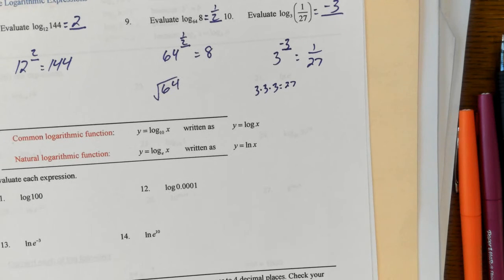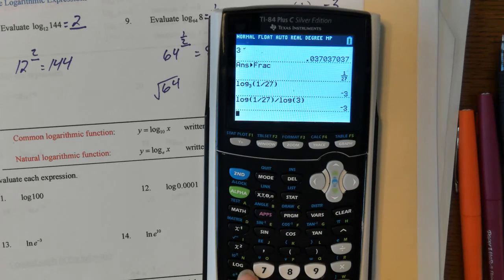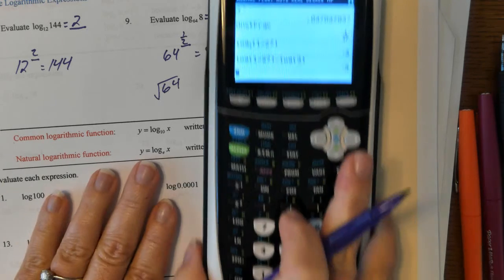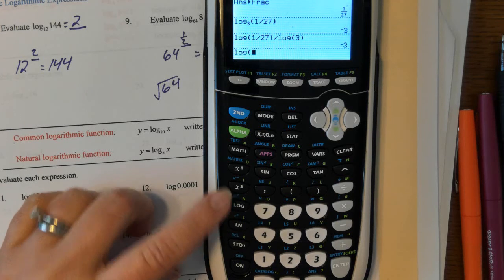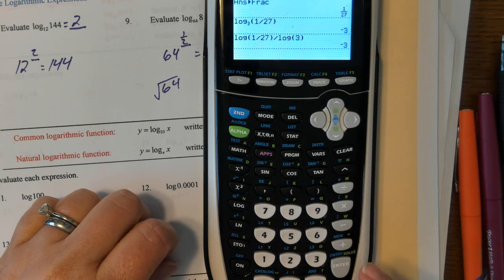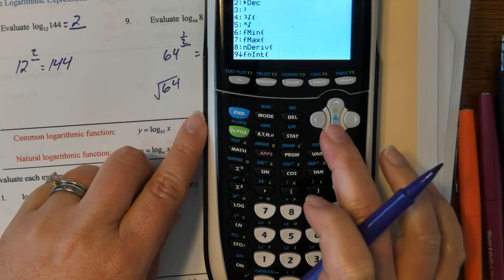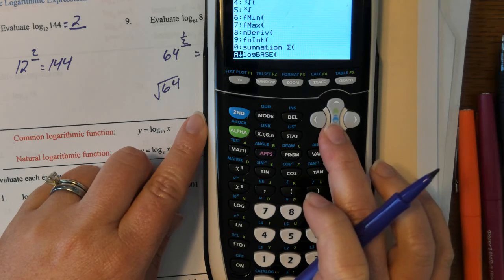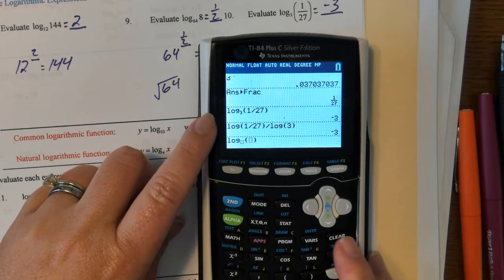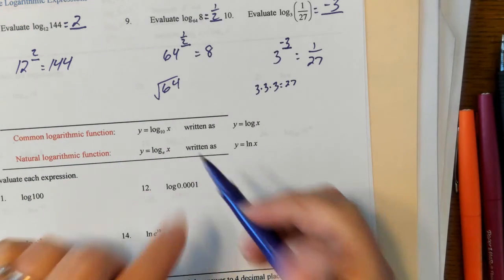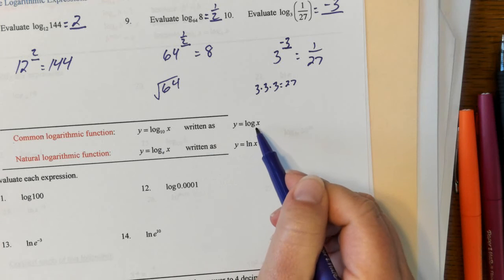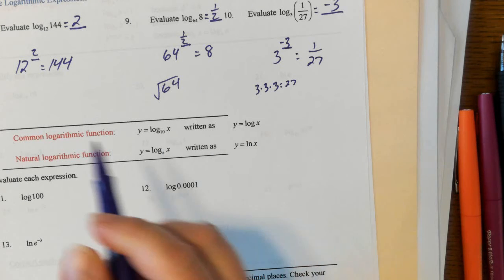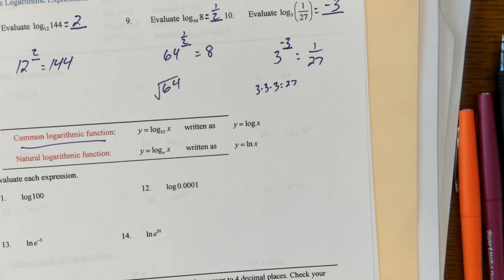Okay, we mentioned earlier that log base 10 comes up a lot. In fact, we gave just regular old log its own button on the calculator, and whenever we hit this log button, it's implying that the base is 10. You have to go into the math and choose log base if you want it to be something other than 10. So log base 10 comes up so often that we say, you know what, don't even put the 10, just write log, and we'll know that the base is 10. We call that a common logarithm.